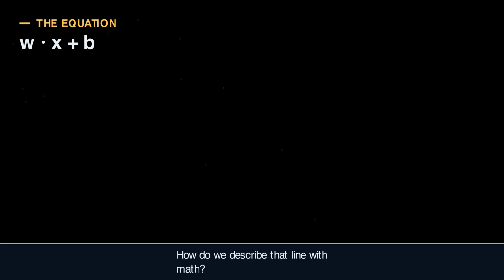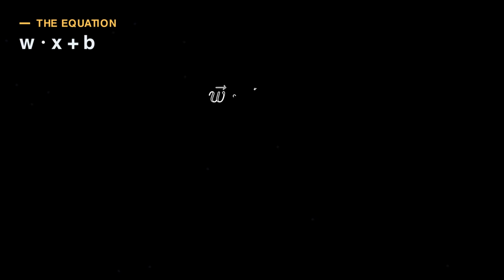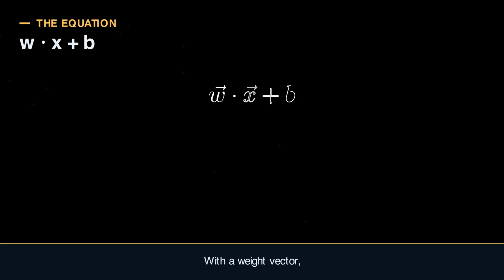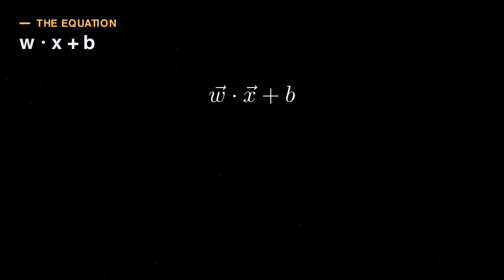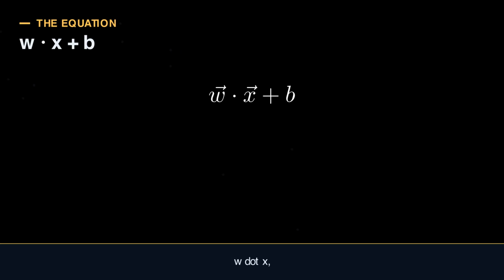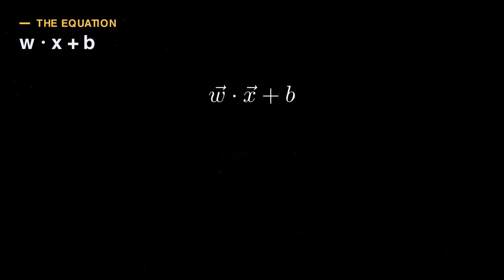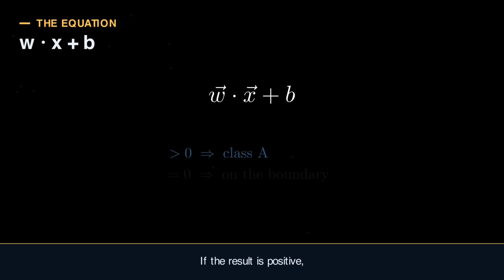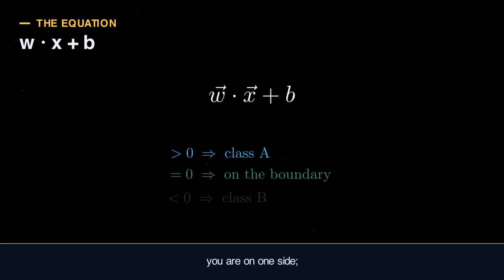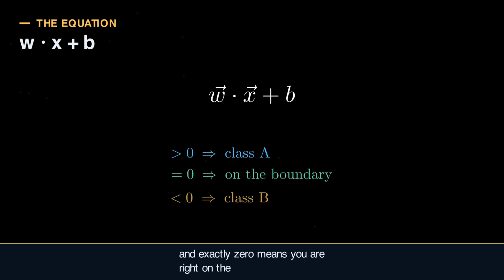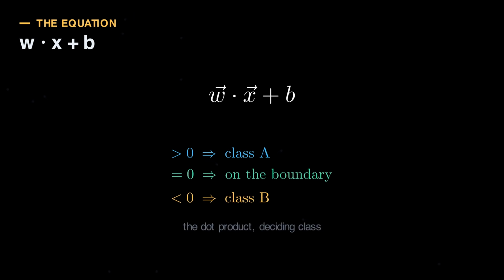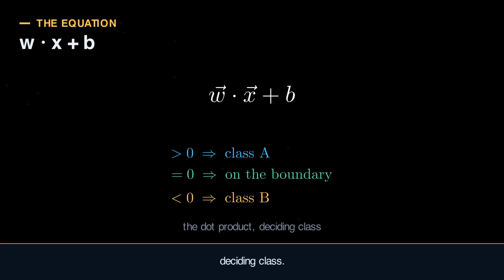How do we describe that line with math? With a weight vector W and a bias B. The rule is W.x plus B. If the result is positive, you are on one side, if negative, the other, and exactly 0 means you are right on the boundary. The dot product deciding class.